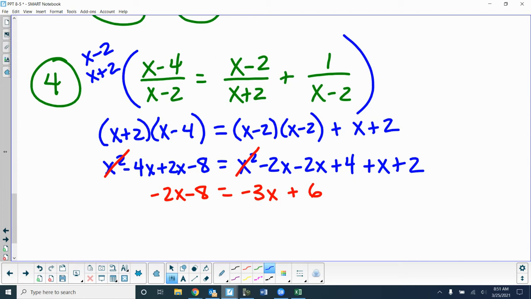Okay? Now I'm going to take the 3x on the right and put it over with the negative 2x on the left, get them together. I'm going to take the negative 8 on the left and put it over with the 6 on the right to get them together. Okay? So I'm going to do both of those at once. So I'm going to add 8 and add 3x. So I'm doing two steps at once.